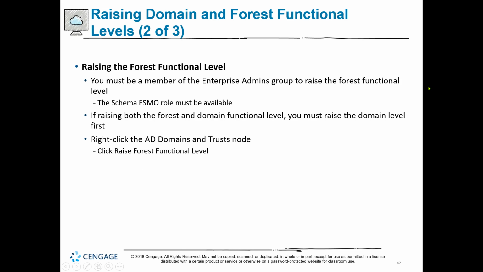Raising forest functional levels. You must be a member of the Enterprise Admins group to raise the forest functional level. The schema FSMO role must be available. If raising both forest and domain functional level, you must raise the domain level first. Right-click the AD Domains and Trusts node and click Raise Forest Functional Level.